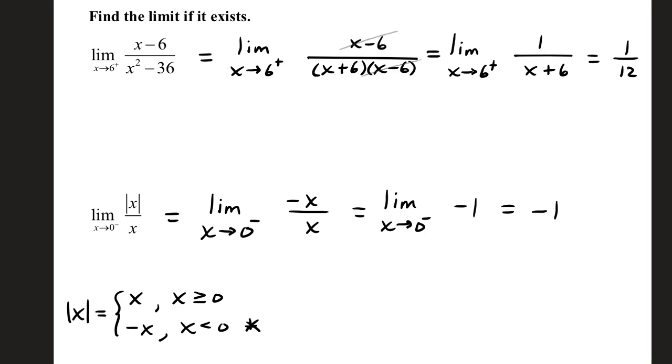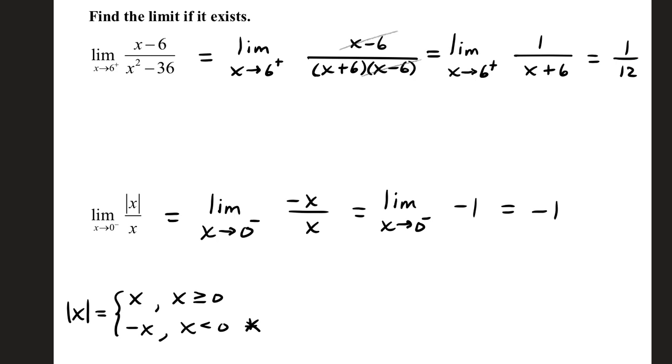Find the limit if it exists. In our first example, we have the limit as x approaches 6 from the right. This fraction can be reduced by factoring the denominator into x plus 6, x minus 6. Cancel your x minus 6's. That reduces your fraction to 1 over x plus 6. You can safely plug in 6 to get an overall limit value of 1/12.